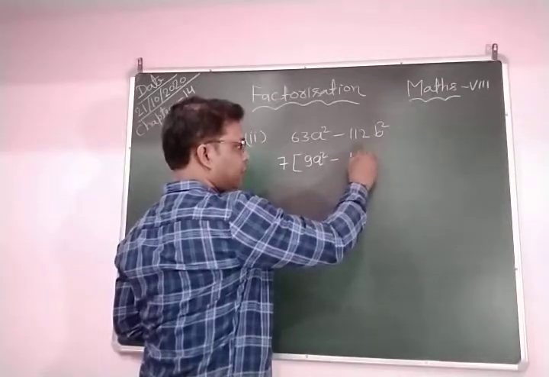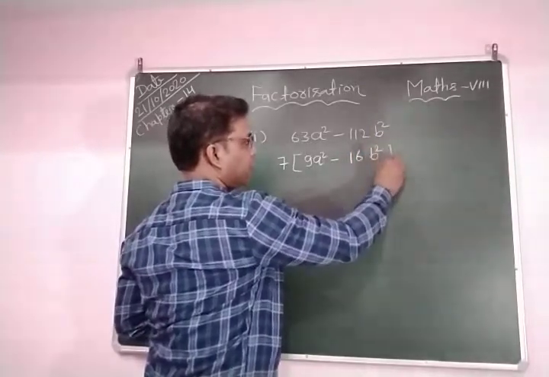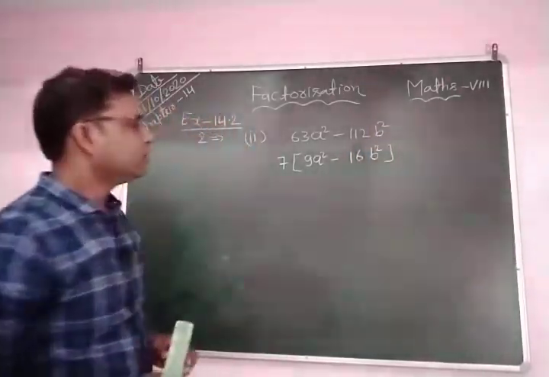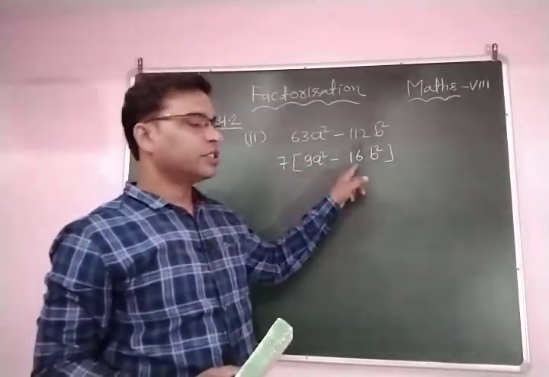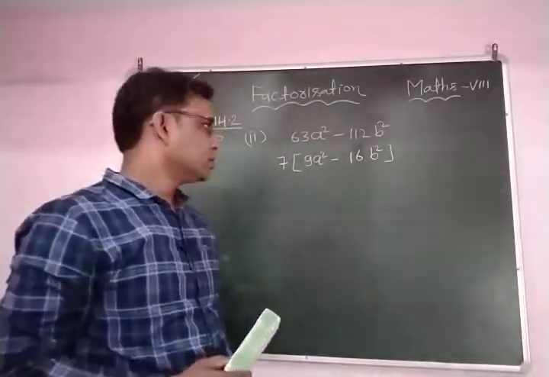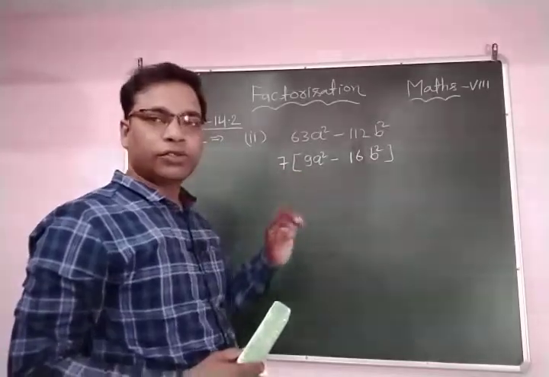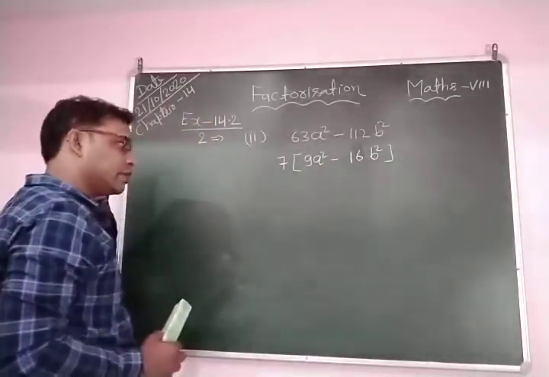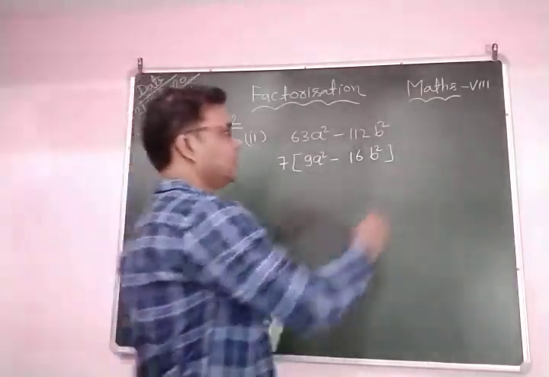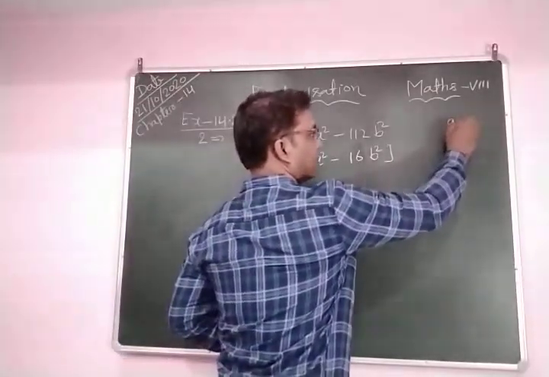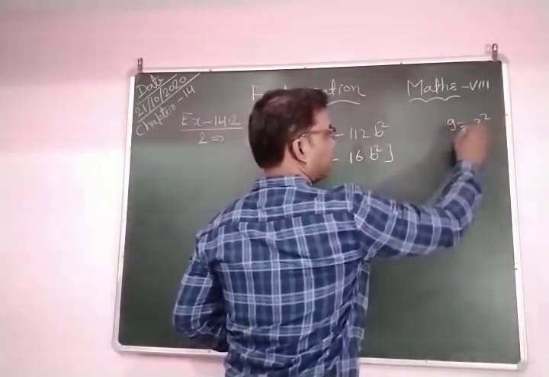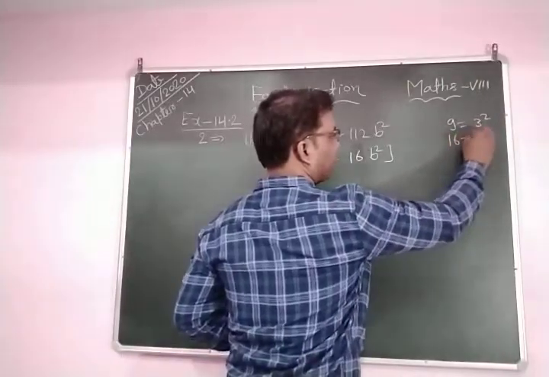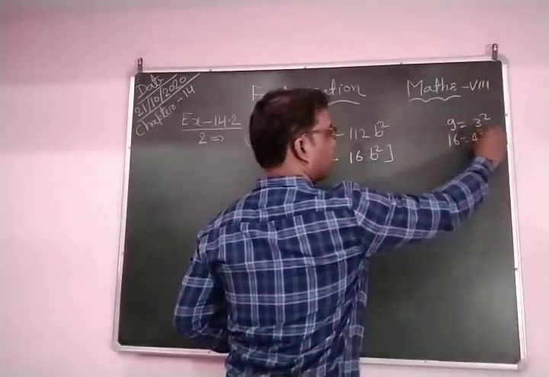It should become 16b square. Clear? Now here you can see 9a square minus 16b square. So 9 is the square of 3 and 16 is the square of 4. So you can write 9 is equal to 3 power 2 and 16 is equal to 4 power 2.